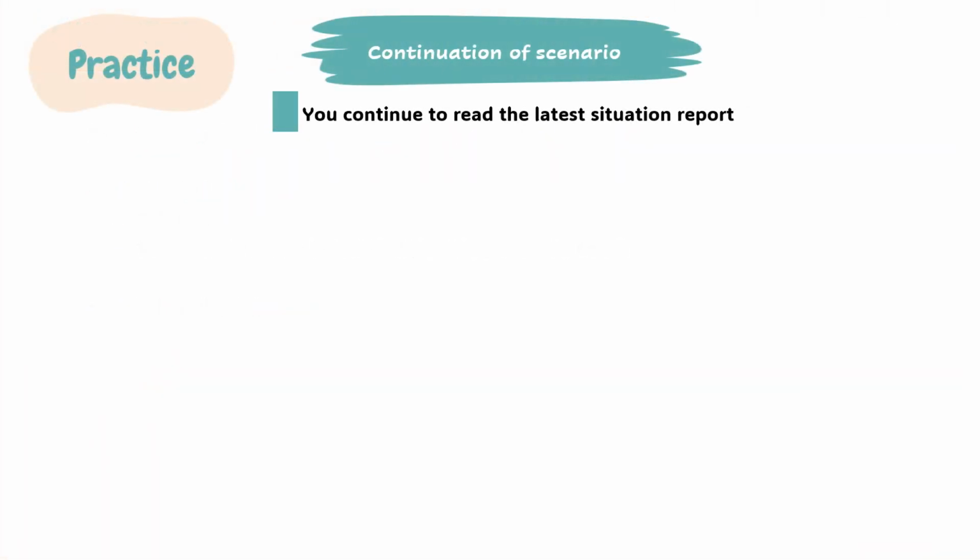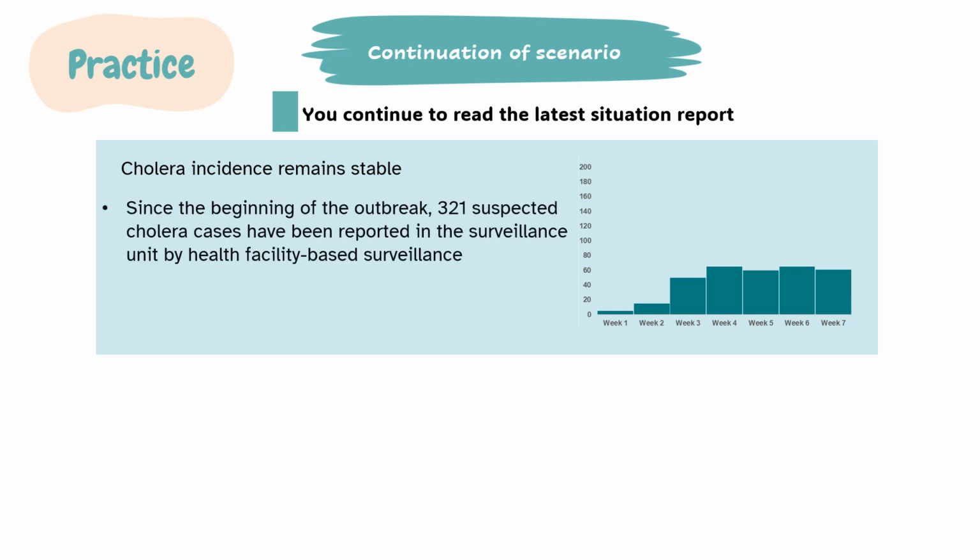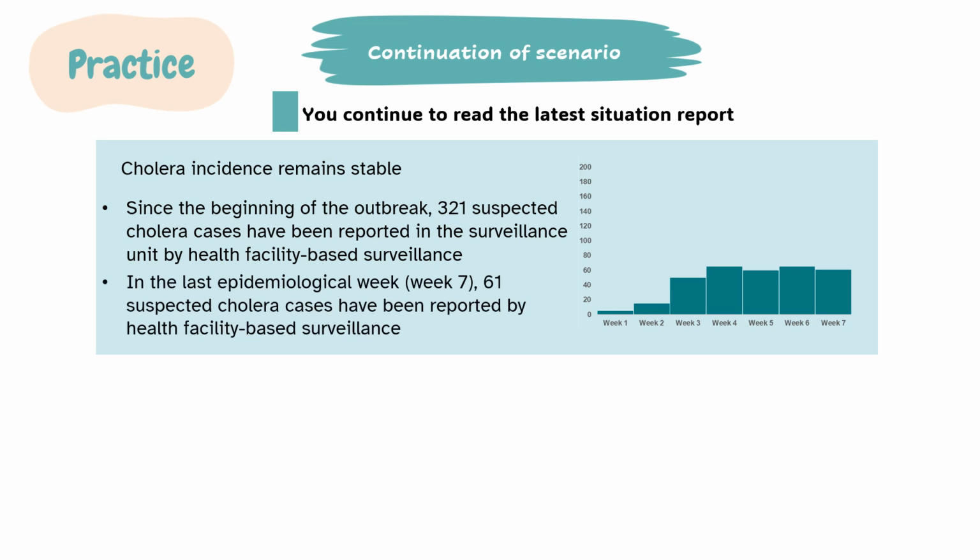You continue to go through the latest situation report. Regarding cholera incidence, the report states that it remains stable. Since the beginning of the outbreak, 321 suspected cholera cases have been reported in the surveillance unit by health facility-based surveillance. In the last epidemiological week, week 7, 61 suspected cholera cases have been reported by health facility-based surveillance.